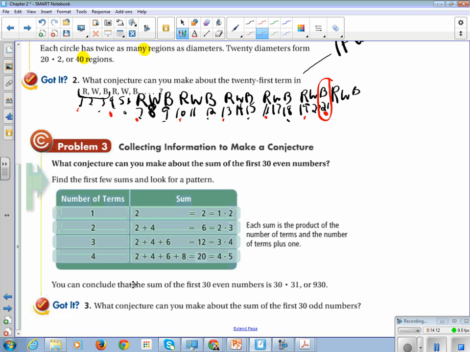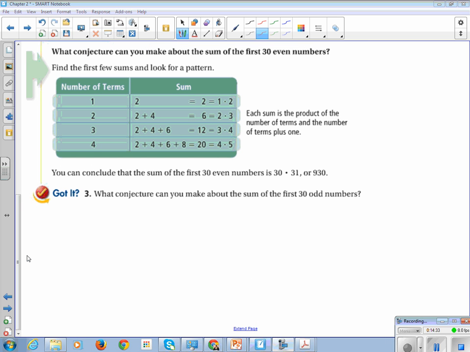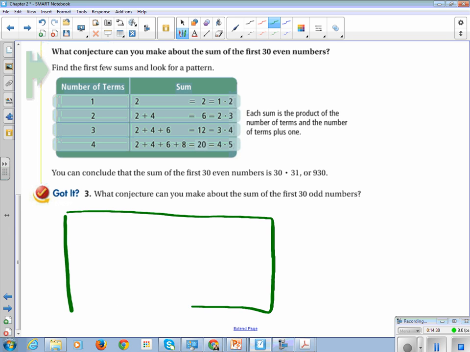So we can conclude that the sum of the first 30 even terms, thank you, dyslexia, is 30 times 31, or 930. All right, now we're going to do the same thing, but with the first 30 odd. So we're going to use the same process that we did above, except that we're not going to use evens, we are going to use odds.